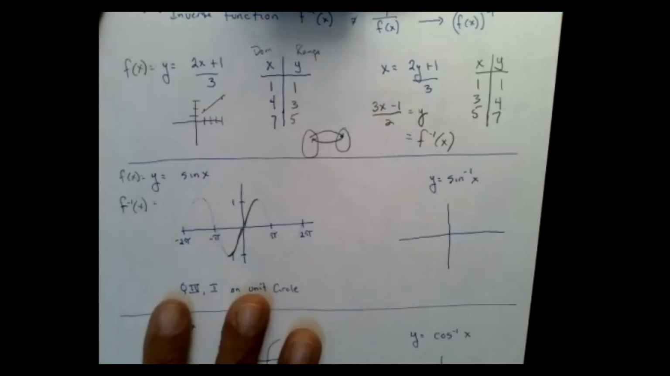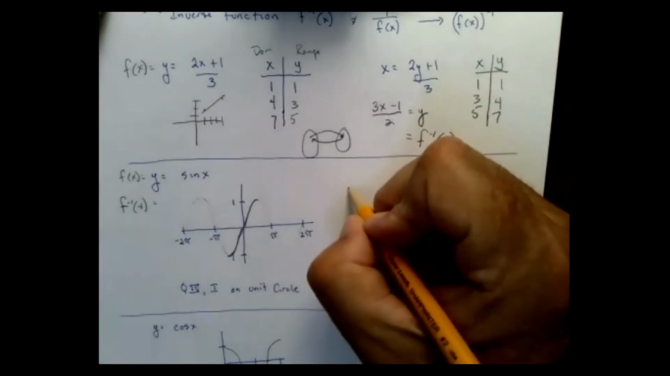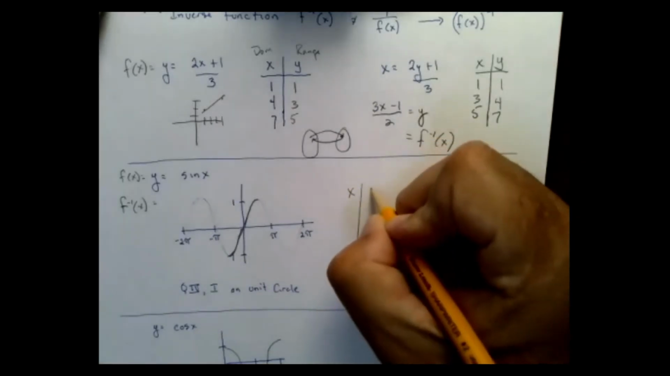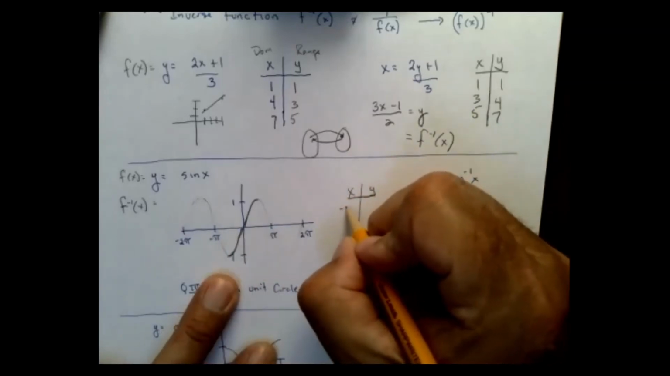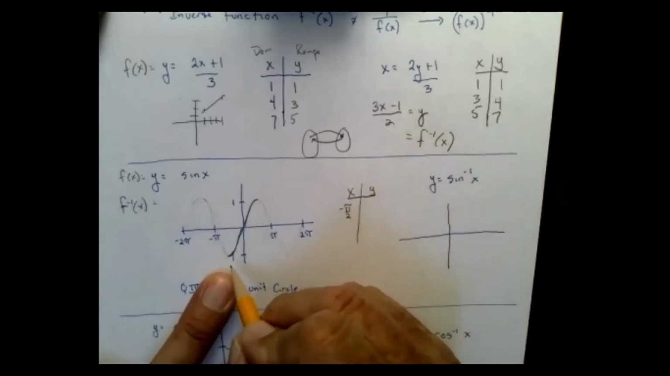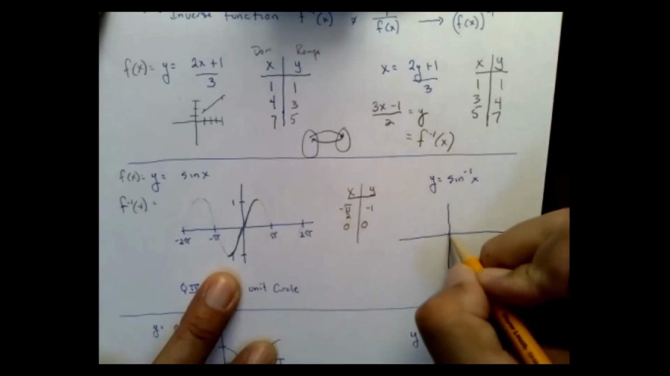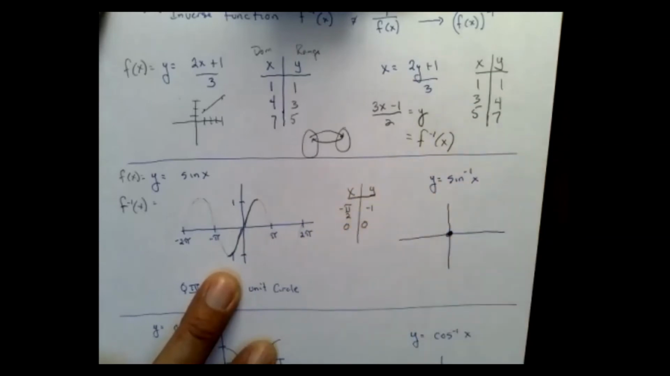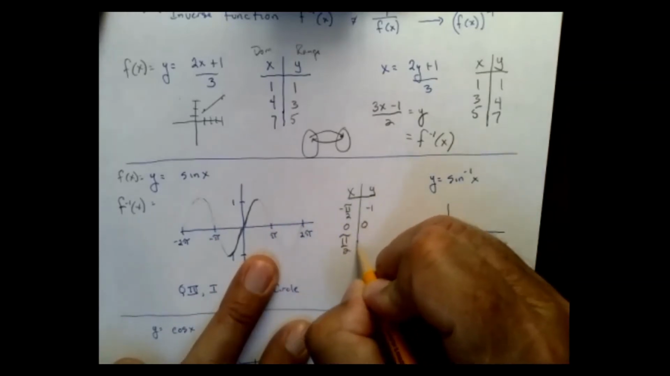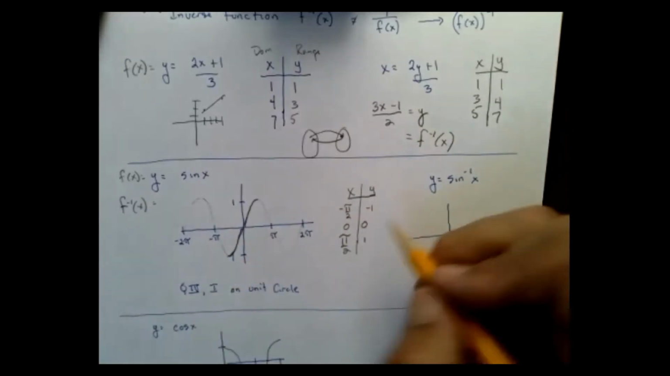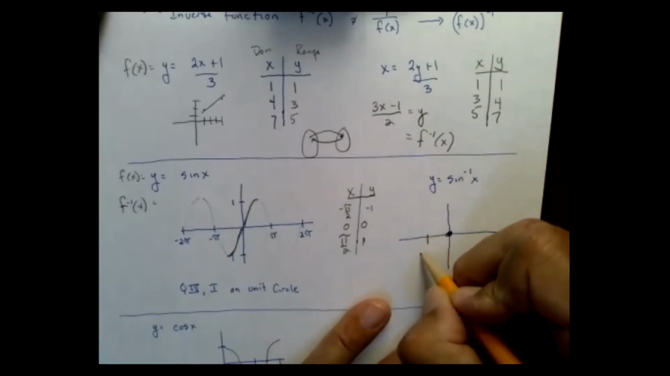Now, if I want to find its inverse, I'm going to start by doing this. I'm going to cheat and say, well, x equals and y equals. At -pi/2, I was at -1. And at 0, I was at 0. I can put that right there. I went all the way to pi/2, and that got me to +1. So this graph is going to be +1 and -1.